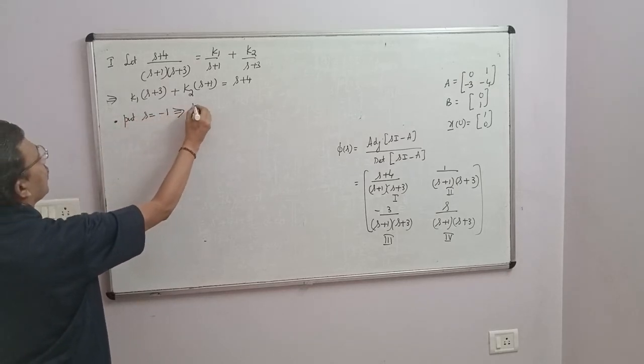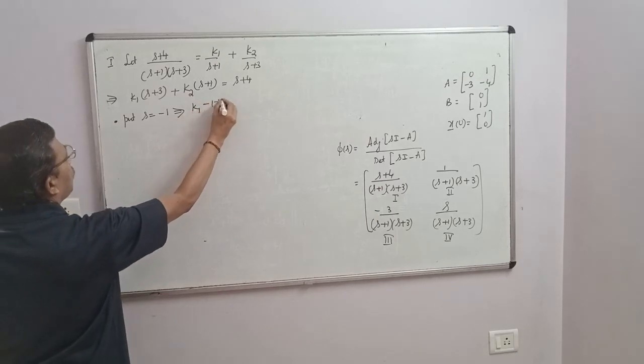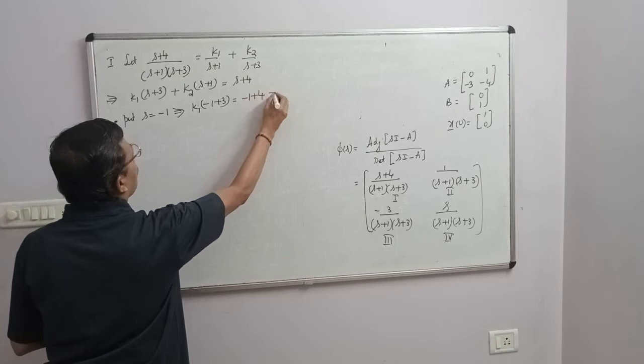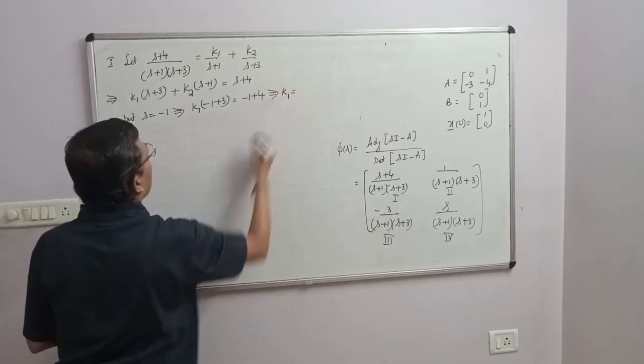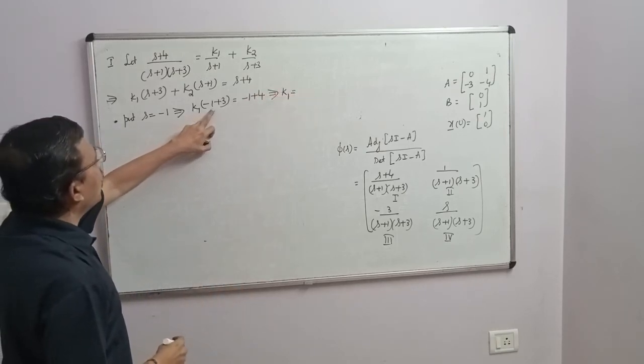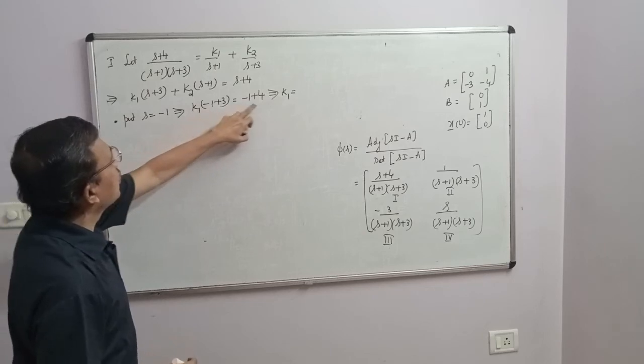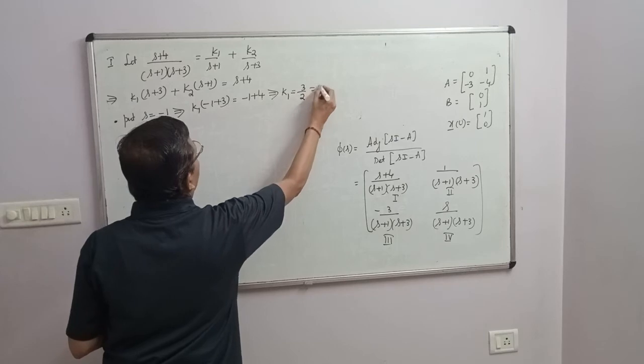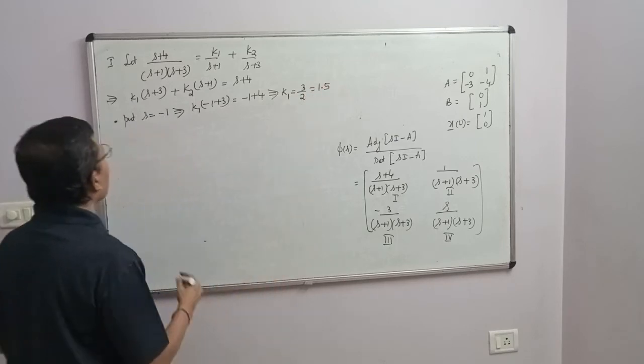This implies K1 into (minus 1 plus 3) is equal to minus 1 plus 4. This implies K1 equals, minus 1 plus 2 is 2, 4 minus 1 is 3, so 3 by 2. 3 by 2 is equal to 1.5.